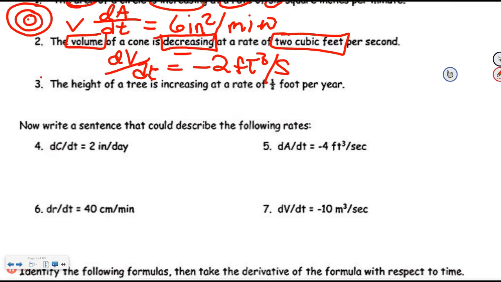I'd like you to pause the video and go try setting up number 3. So our first task is just, can you take a sentence and translate it into some calculus notation? So pause the video, go try number 3.